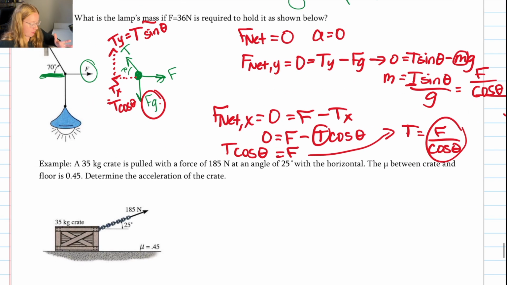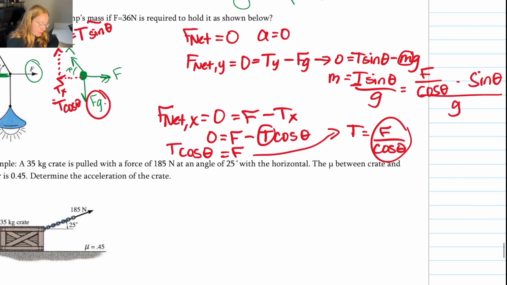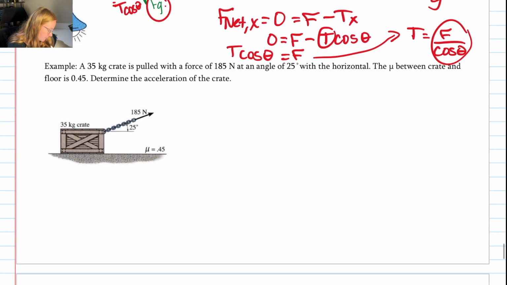Okay, so just remember you have F net Y and F net X at your disposal. So if you get stuck like we did with tension, then you just switch gears, focus on the other, solve for what you're missing, and then go back to the original problem.